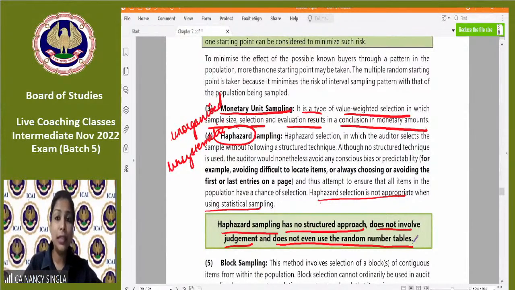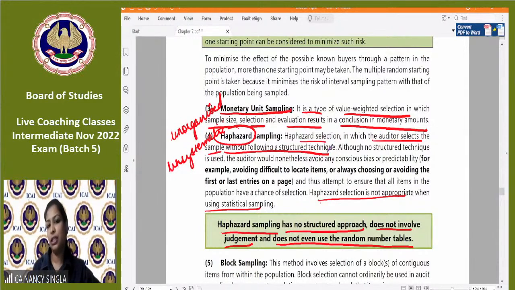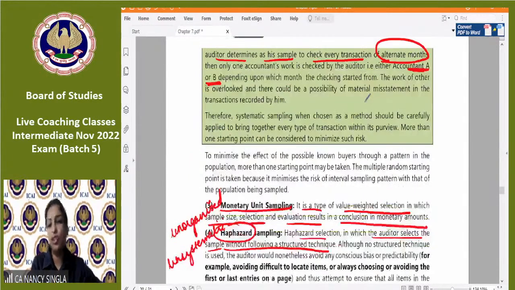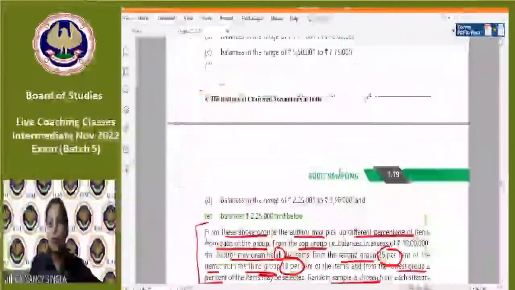Last year in this party there was a problem, I'll select it. What is happening here? The auditor is just having a look at the invoice numbers 10, 50, 70, 100, 200. No professional judgment. So it is haphazard selection, in which the auditor selects the sample without following a structured technique. It has no structured approach, does not involve judgment, and does not use the random number table. He selects the way he wishes, without applying professional judgment.